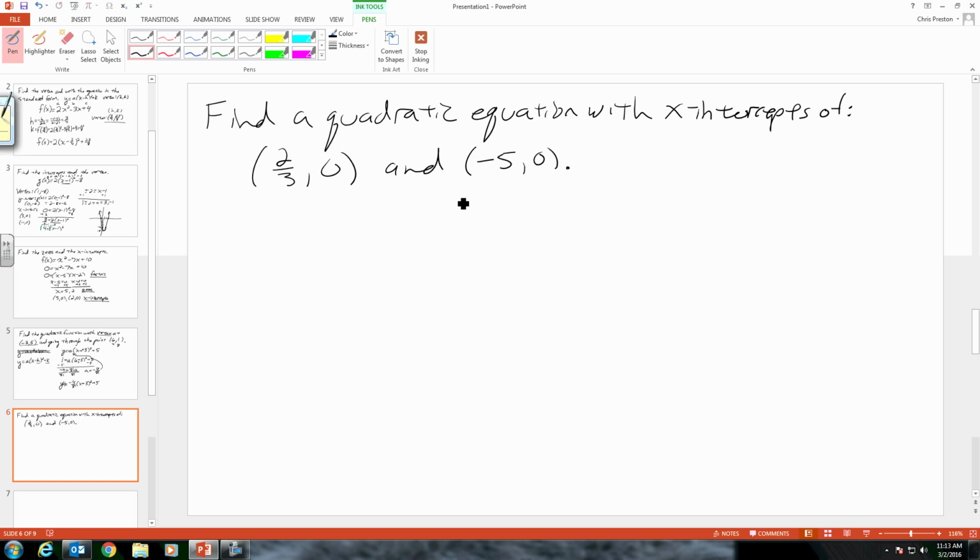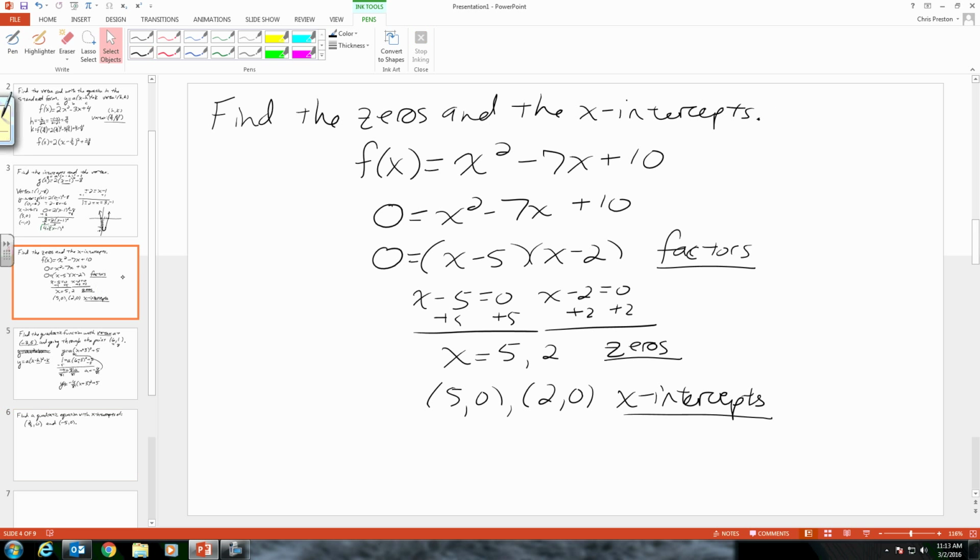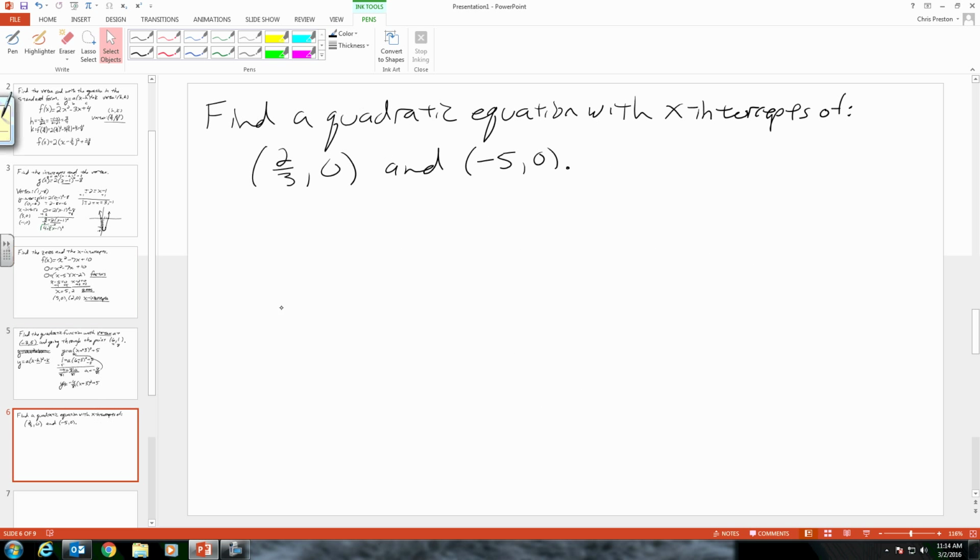Well, what we're going to do is basically what we did earlier on this problem, where we looked at find the zeros and find the x-intercepts, and we factored and found the zeros, and we found the x-intercepts. What we're going to do is this process backwards. We're going to work our way back up to the function or the equation. So I have the x-intercepts. What that tells me is my zeros are x equals 2/3 and x equals -5.